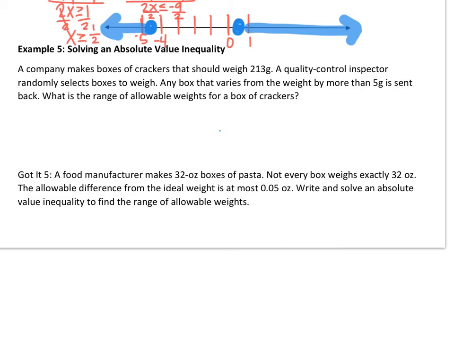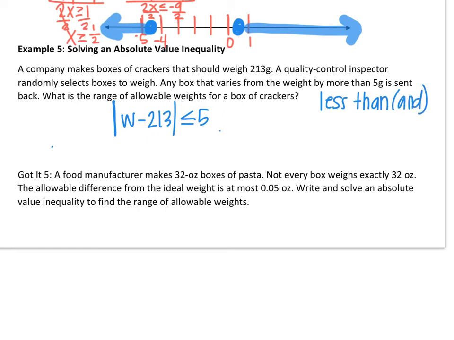So my weight cannot vary by more than 5 grams, which means that the difference between the actual weight of the box minus 213, how much it's supposed to weigh. So I'm going to put weight minus 213. The absolute value of that, because it could go in either direction, cannot be more than 5 grams. So it has to be less than or equal to 5 grams. So there's my inequality. It's a less than, so that's going to be an and. You have to remember that.